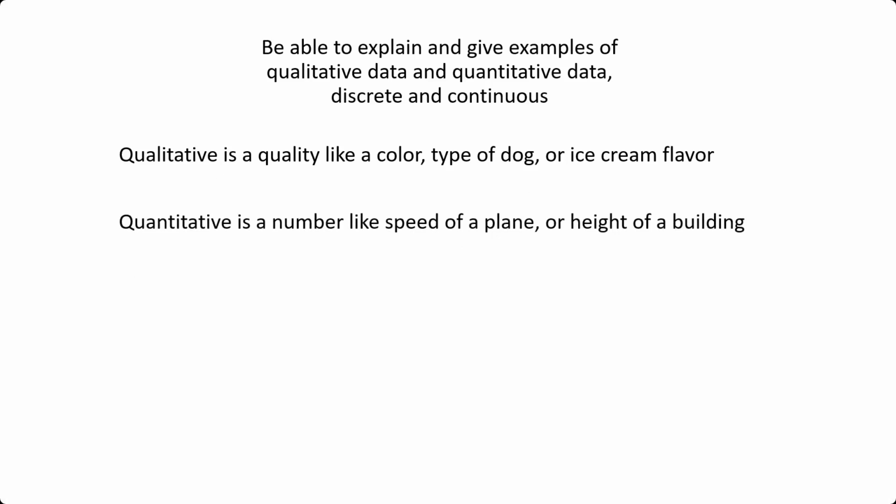Quantitative is a number: speed of a plane, height of a building, age, anything that is numerical, in the sense that finding an average would make sense. So zip code, phone number, social security number would not. Any questions on the difference between qualitative and quantitative? One way to remember: quality for qualitative, quantity is a number, quantitative.